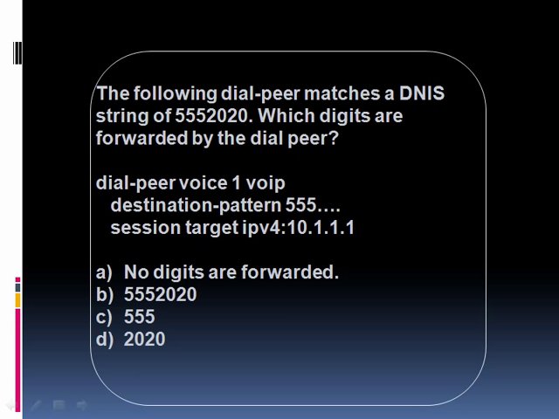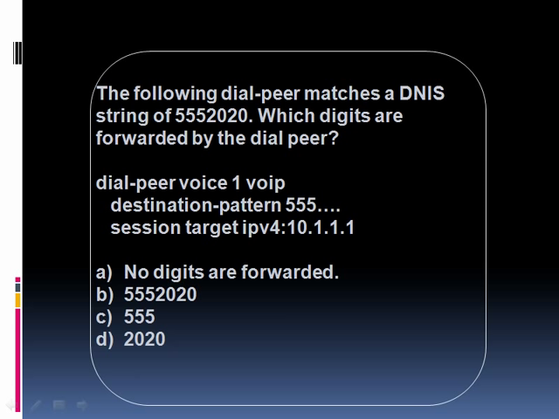We're going into dial peer configuration mode for our voice over IP dial peer, and we're saying destination-pattern 555 dot dot dot dot. And we're specifying a session target of an IPv4 address of 10.1.1.1. What digits are going to be forwarded by this dial peer over to 10.1.1.1 in this case? You might want to pause the video right now and think about that for a second and formulate your answer.